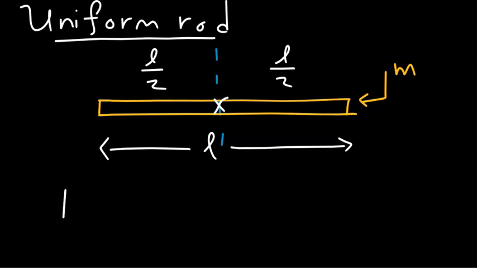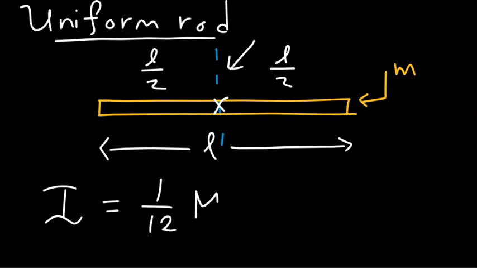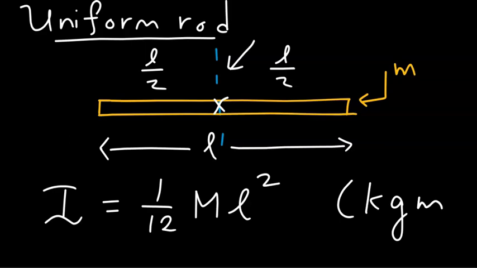For such a rod, the moment of inertia through an axis through the center of mass is given by 1/12 times mass times the square of the length. Now, as you can see, the unit is kg meter squared.